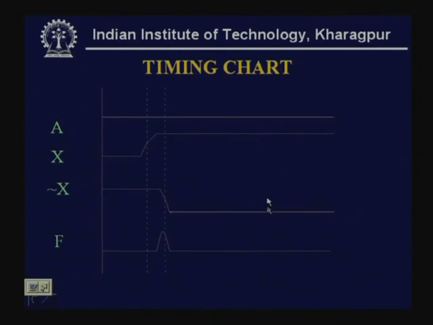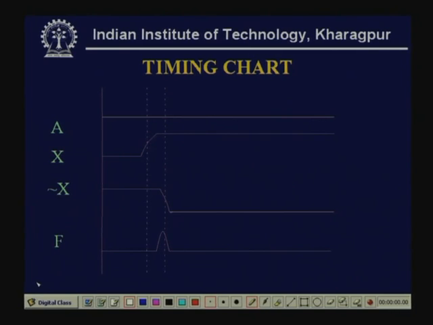Or if we draw the timing diagram of this particular example, then see, first again I am taking that my A is high, A equal to 1. Now, see this X, initially X is 0 and now it is becoming 1. So, it is switching X equal to 0 to 1. Now, what about the X complement? Initially X complement was high, and in the ideal situation it should become 0 here, but it takes some time for the inverter delay.